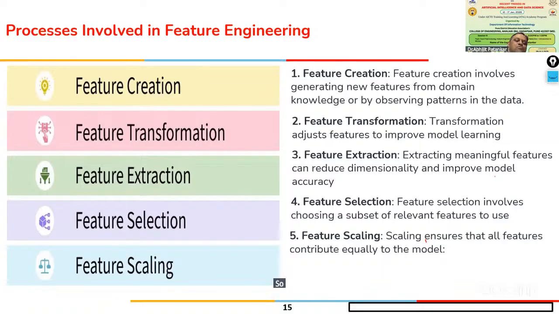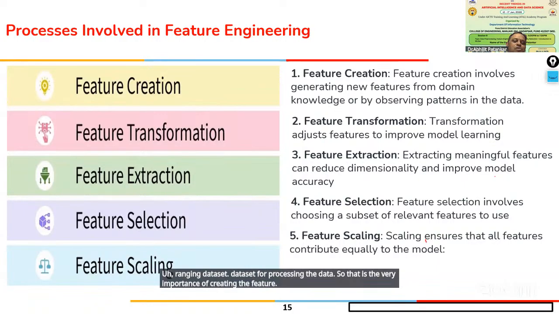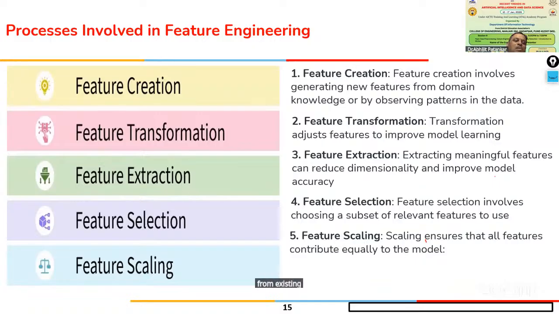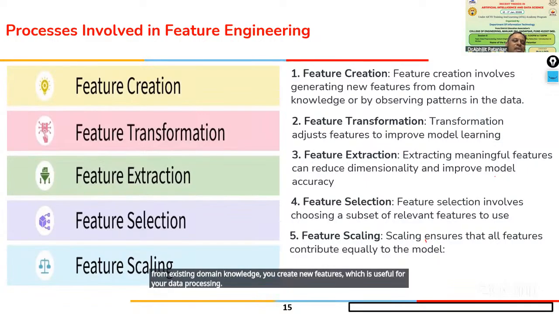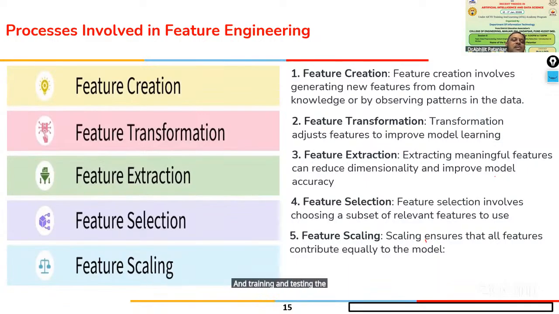So this feature is useful. Your newly created feature is useful for the training data set, for processing the data. So that is the importance of creating the feature. From existing domain knowledge, you create new features, which are useful for your data processing and training and testing the data. Then feature transformation. Transformation adjusts features to improve the model learning.